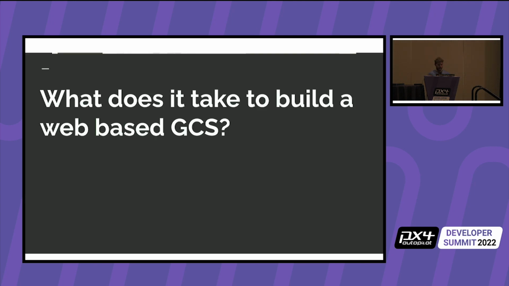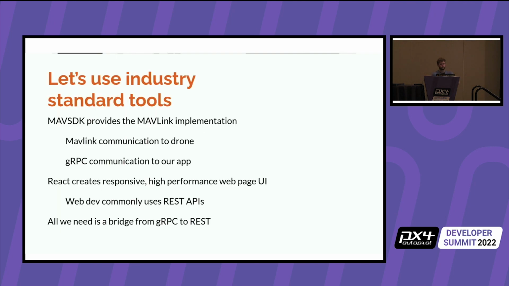So what is it going to take to build this web-based GCS? Well, like I've been saying, we're just going to use industry standard tools. We really don't need to rewrite any of this. There's one little bit of code that we actually have to create that didn't exist before, but honestly, it's a pretty thin layer. So we're going to start with MAVSDK server to do our MAVLink communication with the drone, and that communicates with whatever else we want it to talk to via gRPC.